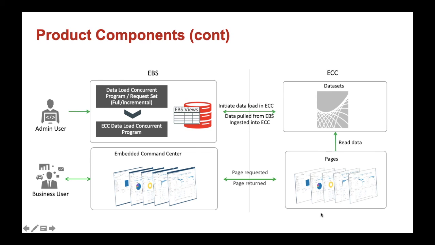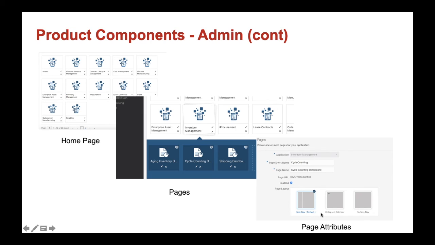Now, when I spoke about the data sets, I'm going to take you a little bit into the admin side of things in Enterprise Command Center. What you see on the top is the home page, and each of the command centers has a home page. I'm drilling down into the inventory management command center, and you can see there are three pages which look like tabs: the aging, the cycle, the shipping. These are the pages, and if you click on the pencil icon, you're going to see page attributes, and this is new from version 3 of Enterprise Command Center.